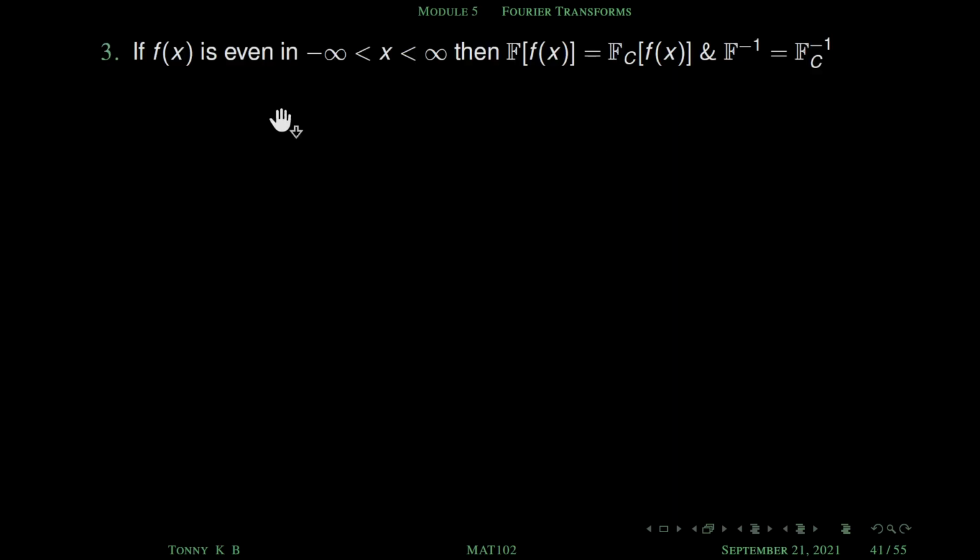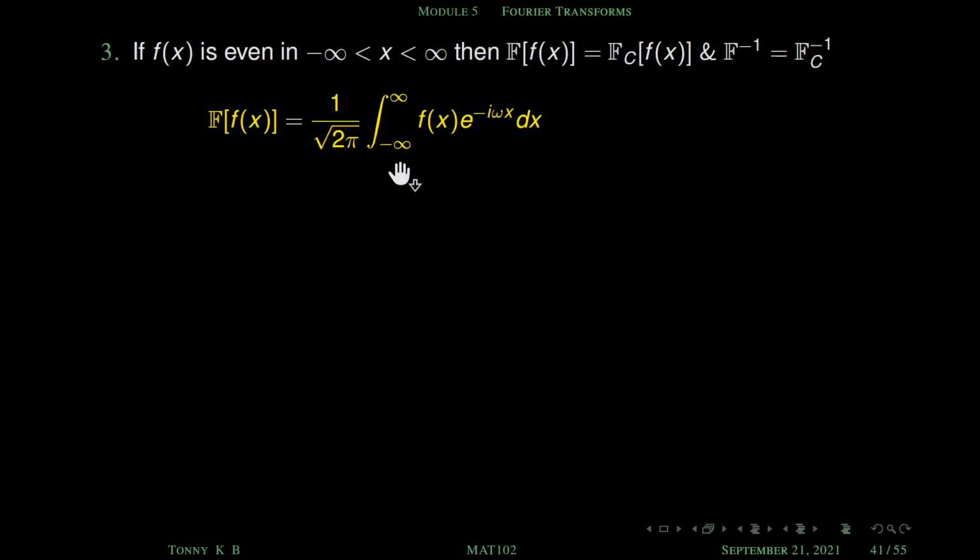Okay, third property: if f of x is an even function on minus infinity to plus infinity, that means over the entire real line, then the Fourier transform of f of x is equal to the Fourier cosine transform of f of x. So naturally, F inverse is equal to Fc inverse. By definition, what is the Fourier transform of f of x?